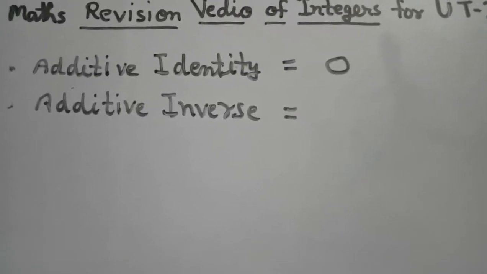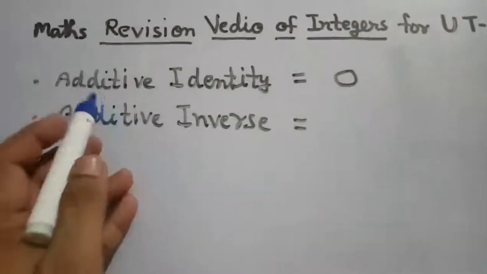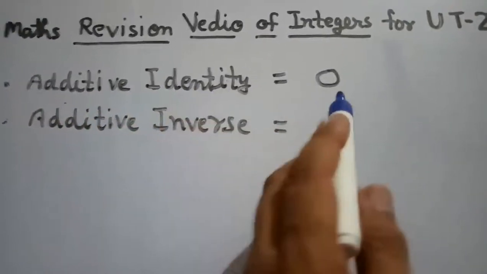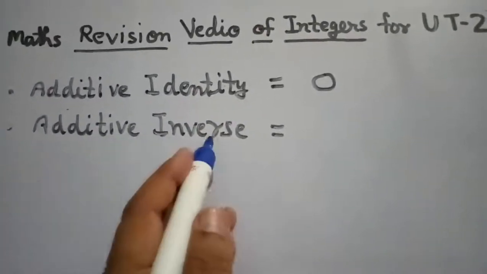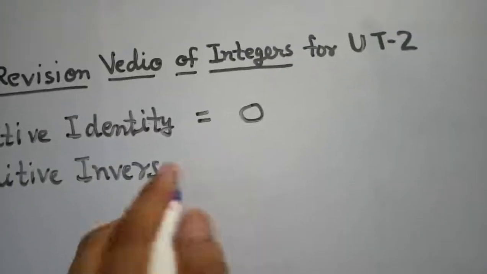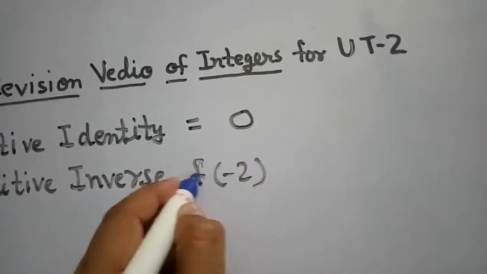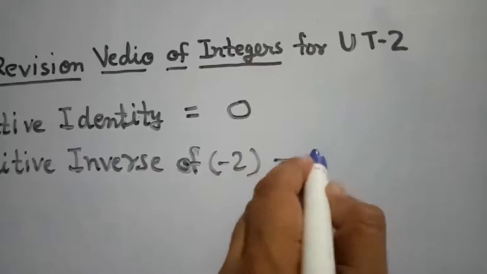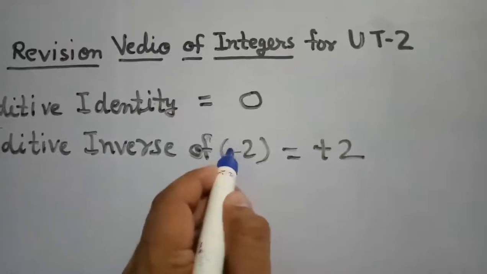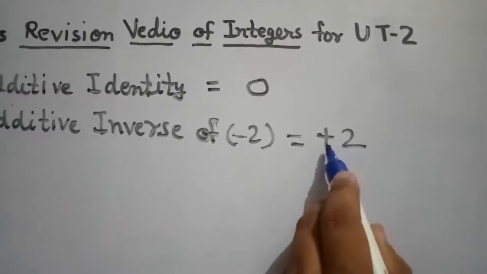So students, the next rule, additive identity. There is a confusion between the words additive identity and additive inverse. The additive identity of integers is always 0, while the additive inverse is the opposite sign of the given number. For example, the additive inverse of minus 2 is equal to plus 2. Here the sign will be changed. The additive inverse of a negative integer is always the same integer with the opposite sign.